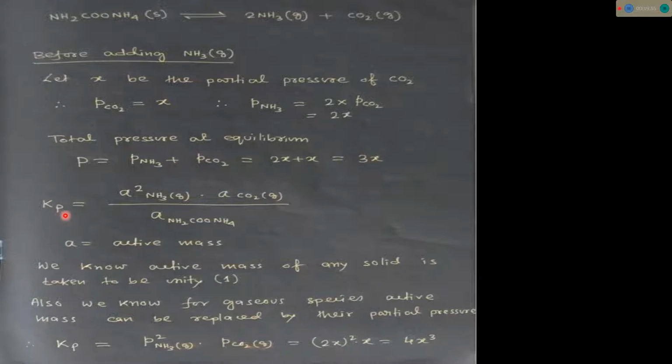So the total pressure before adding NH3 gas is the partial pressure of CO2 plus the partial pressure of NH3, which becomes 3x. Kp, these activity terms. You all know the activity of any solid is normally assumed to be unity. And we also know that for gaseous species we can replace the activity term by their partial pressure term. Now this Kp becomes partial pressure; we are just writing the partial pressure term in place of A. So Kp, the pressure equilibrium constant for this equilibrium reaction, becomes 4x cube.